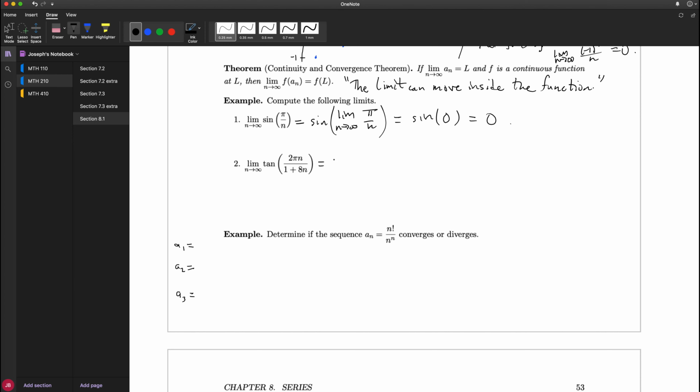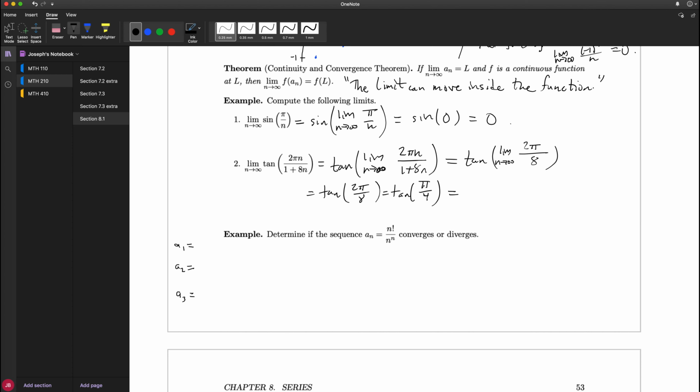So go ahead and try the same thing here. We can move the limit inside the tangent function. Pause the video if you'd like to compute this limit. But you'll notice that the top is going to infinity, as is the bottom. And so we can actually apply L'Hopital's rule just on this inner limit here. And so we get the limit, n goes to infinity. Well, derivative of the top is 2 pi. Derivative of the bottom is 8. This is just a number, so it's the tangent of 2 pi over 8, which you may know as the tangent of pi over 4.